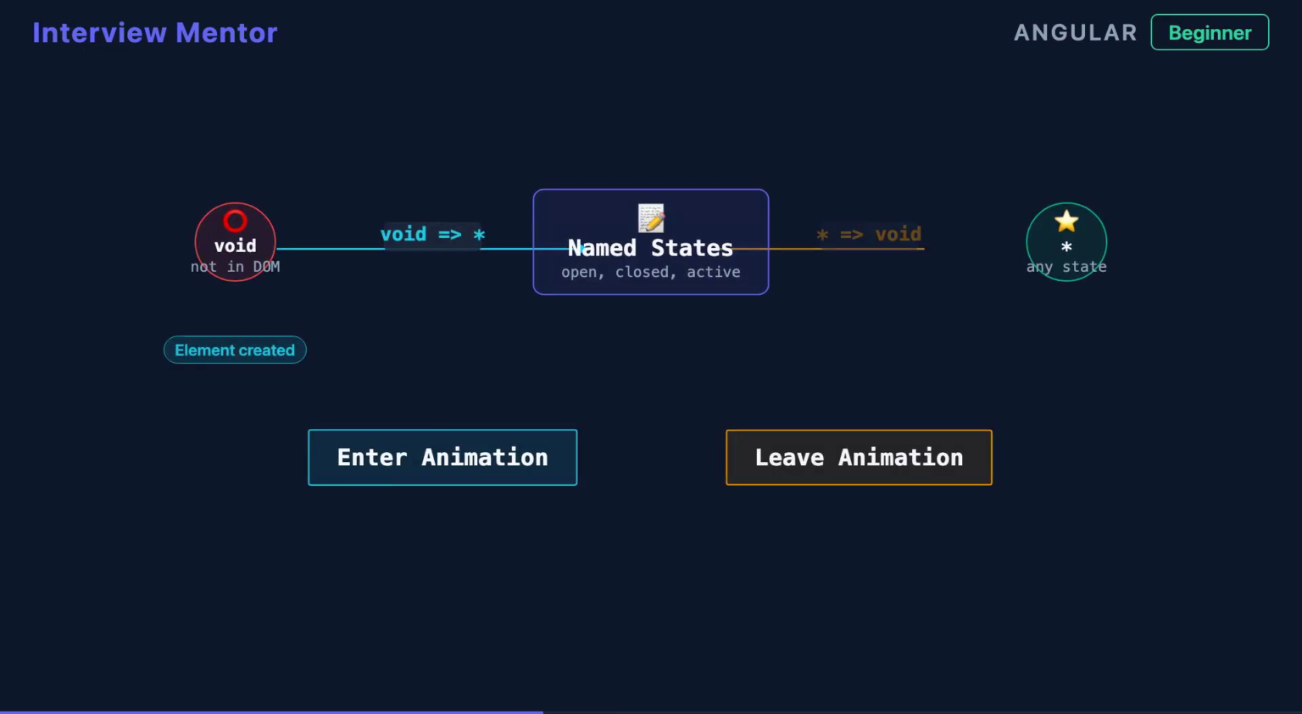Angular also provides special wildcard states. The asterisk wildcard matches any state, which is perfect for default transitions. The void state represents when an element doesn't exist in the DOM yet. You can use void to asterisk for enter animations when elements appear, and asterisk to void for leave animations when they disappear. These special states handle lifecycle transitions elegantly.